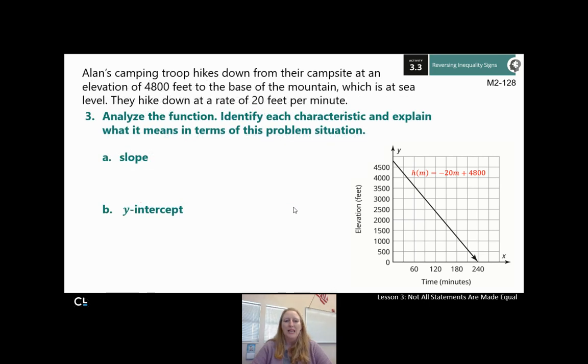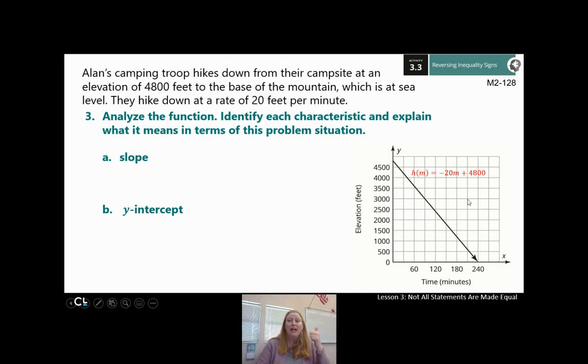I would like you to take a moment to answer all of the questions on number 3. Now, I can only kind of fit 2 at a time on my page, but of course you can see all 4 of these on your book. So number 3, I want you to analyze this function. We wrote out the function. We also have a graph of it.